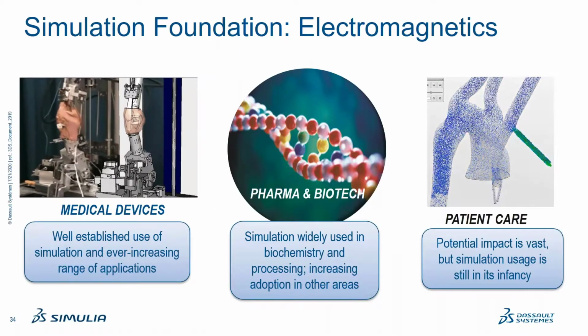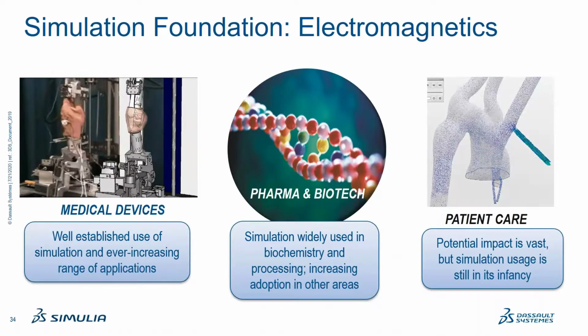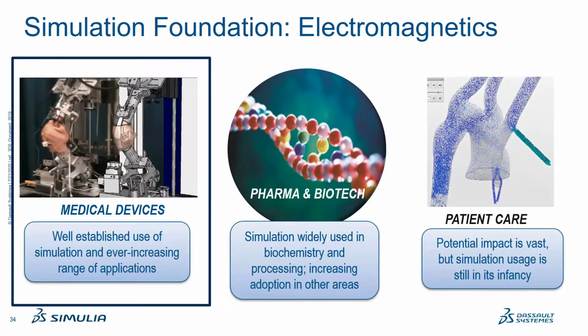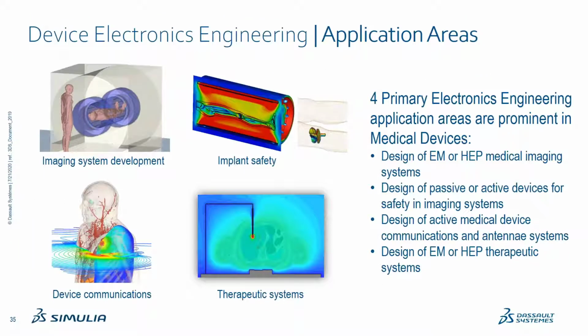Finally, entering the final section of this presentation, let's take a look at some applications of electromagnetic simulation in medical device development. There are four primary areas for the use of electromagnetic simulation: design of electromagnetic or high energy particle medical imaging systems, design of passive or active devices for safety in imaging systems, design of active medical device communications and antenna systems, and design of electromagnetic or high energy particle therapeutic systems.